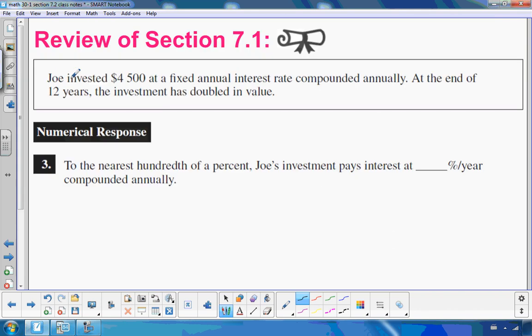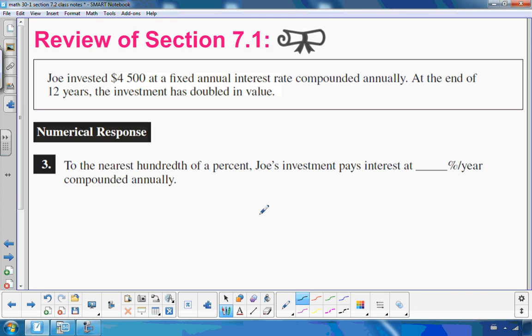Okay, let's try another one. Joe invested $4,500 at a fixed annual interest rate compounded annually. If at the end of 12 years the investment has doubled in value, to the nearest percent, Joe's investment pays blank percent per year compounded annually.